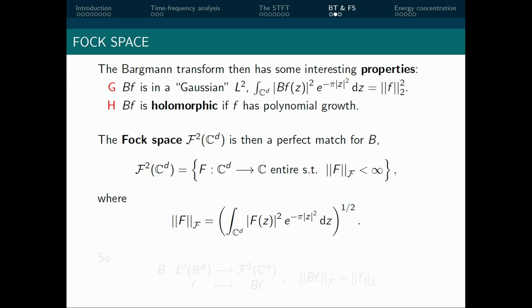you mean by f in L2 and the polynomial growth? So the thing is, as long as f grows like a polynomial, like t to the n for some n, with the Bargmann transform you will get a holomorphic function. And since L2 functions cannot grow like crazy.